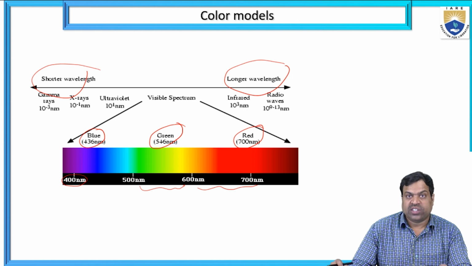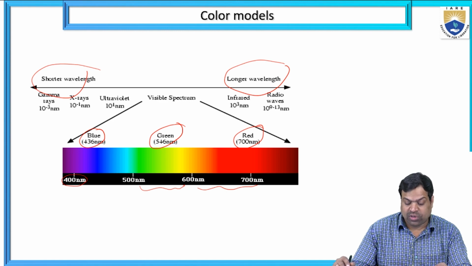Gamma rays are 10 power minus 3 nanometers, X-rays 10 power minus 1, and ultraviolet 10 power 1 nanometers. These are outside the visible spectrum. What does the visible spectrum mean? Blue, green, red. These are the visible system. And what are the longer wavelengths? Infrared, that is 10 power 3 nanometers, and radio waves 10 power 9 to 10 power 13 nanometers. These are the longer wavelengths.